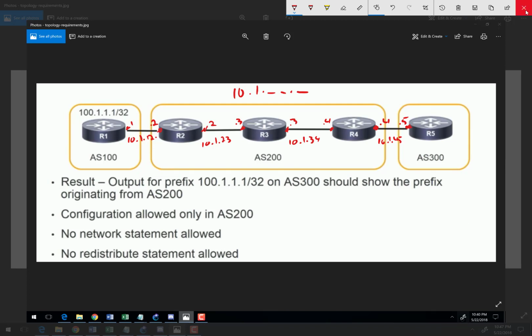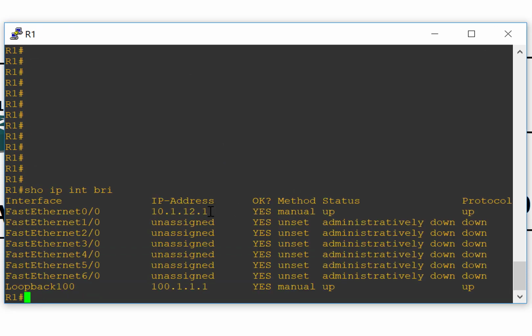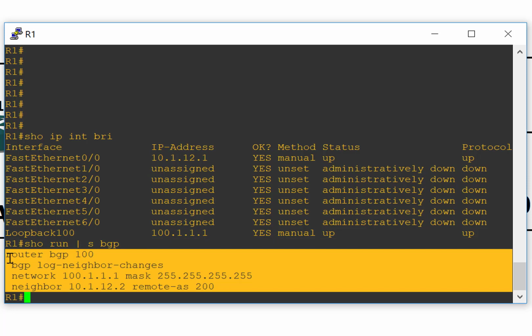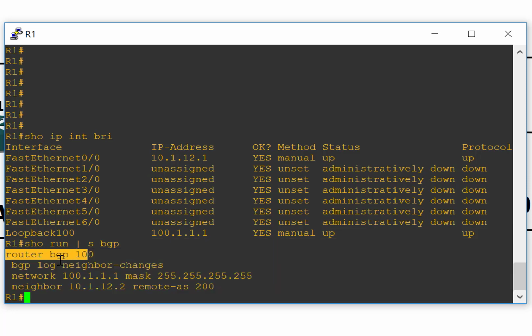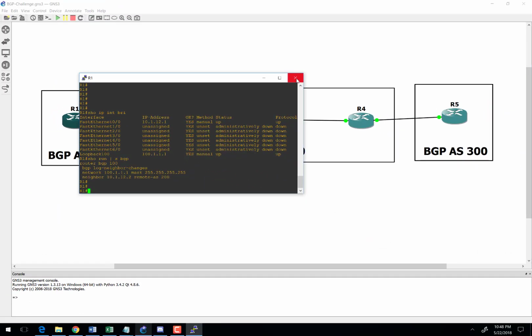Let's start with router 1. Here we are in GNS3. I'll go ahead and open up router 1. I'm going to do a show IP interface brief. I have our interface IP as well as the prefix, the required prefix. I have it as loopback 100. I'm going to do show run section BGP and show you the minimal configs I have here. Router BGP 100, the network statement injecting that single prefix, and our single neighbor. That's it. I don't have any other configs on router 1.